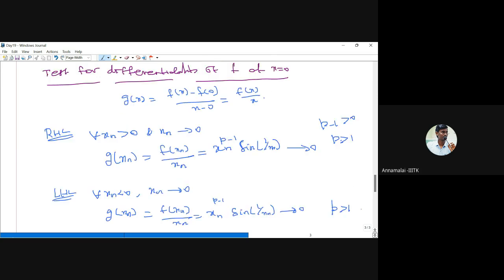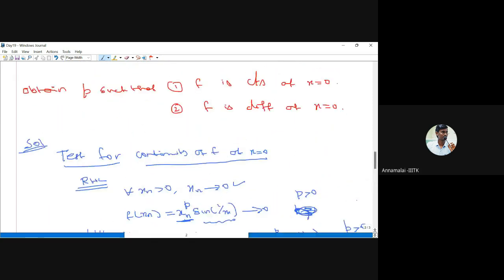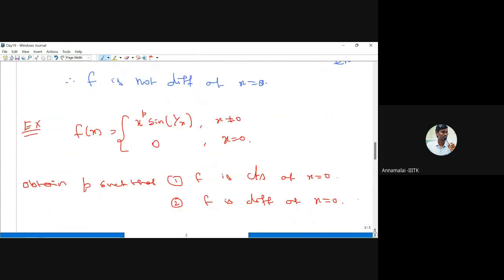Therefore, the function x power p sine 1 by x is differentiable only at p strictly greater than 1, and continuous at any p greater than 0. Now, once it is differentiable, what is the derivative of this? What is f dash of x? This is a product of two functions, so you have to apply the uv method and then write the derivative here. The derivative of 0 is 0 here. After that, you have to check whether this f dash is differentiable or not.